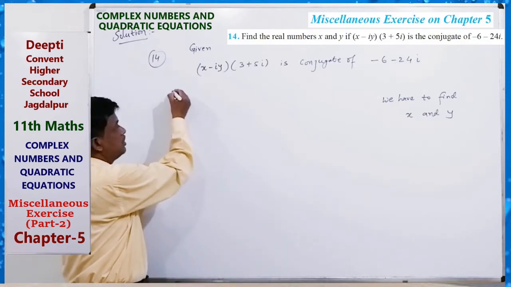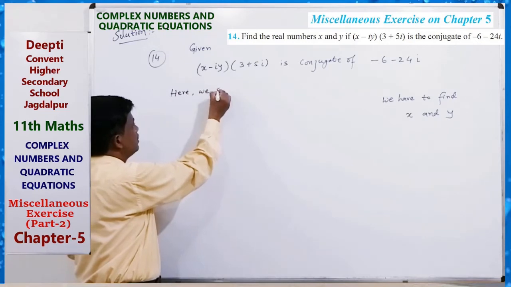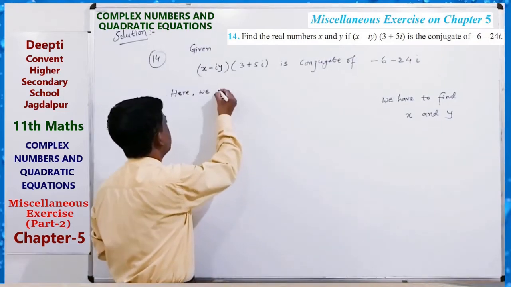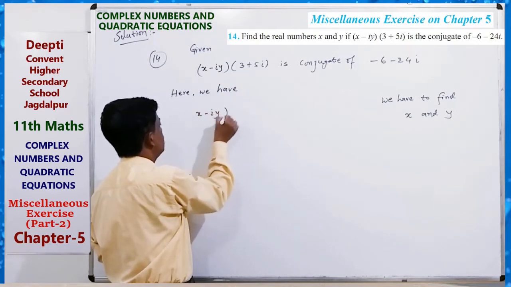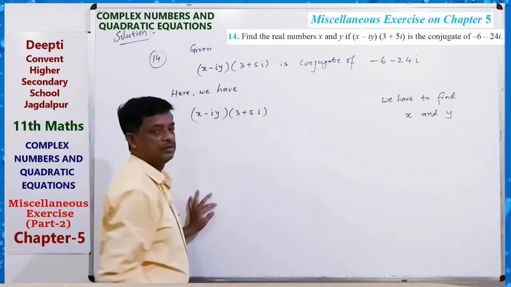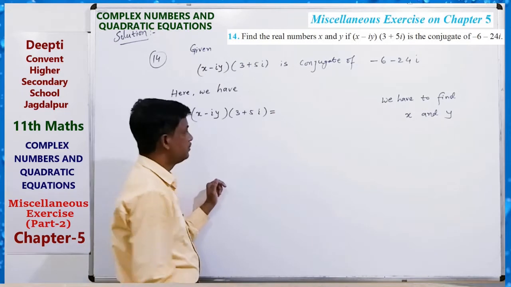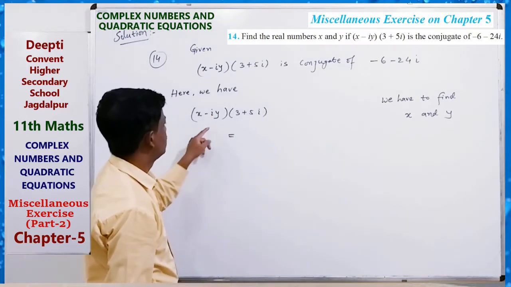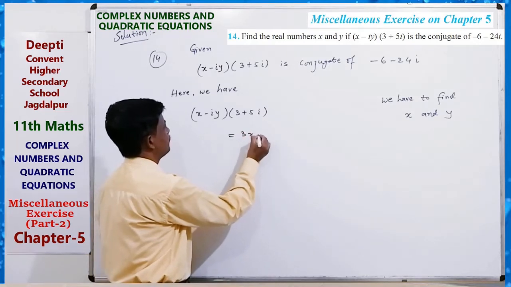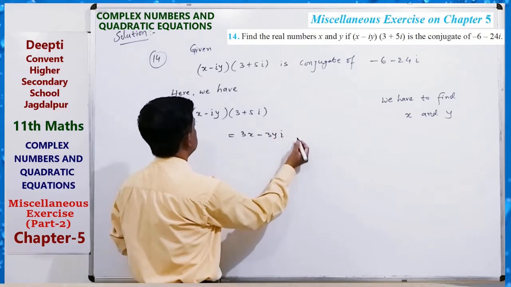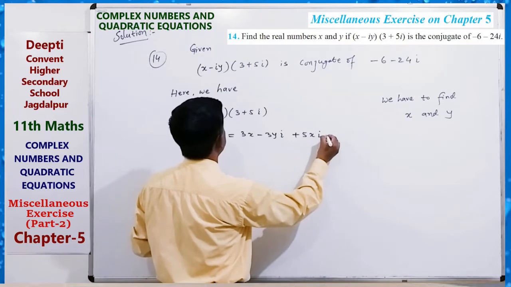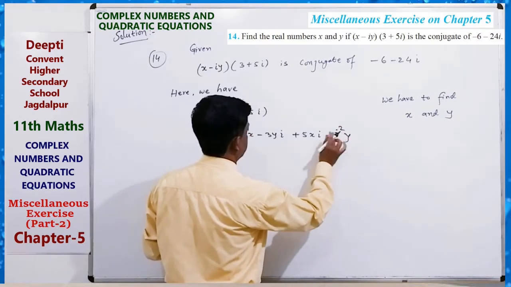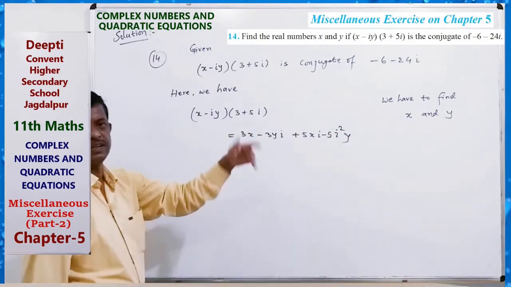So here, first of all you have to write this in a plus ib format. We have (x minus iy) into (3 plus 5i), equals, multiply it. So this is equal to 3x minus 3yi plus 5xi minus 5i square y. Okay, so just multiply it.